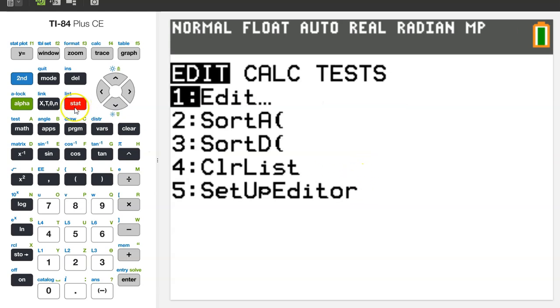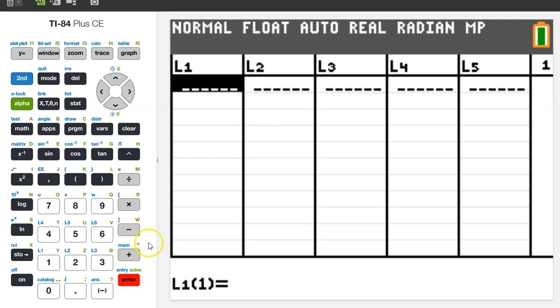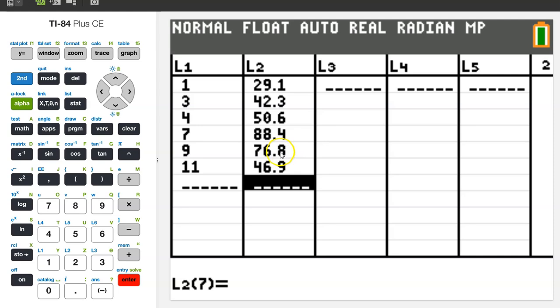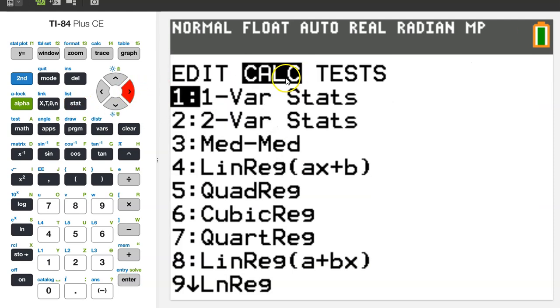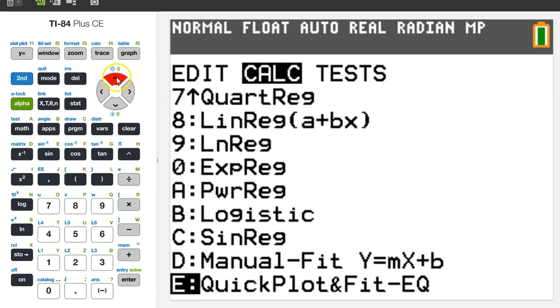Hit the Stat button and hit Enter. We are going to enter the input values in L1 and the output values in L2. Once you have the data all typed in, hit the Stat button and switch over to the Calculate menu. The sinusoidal regression model is way down below option 9, so you will actually get there quicker if you scroll up like this. So you want this option right here.